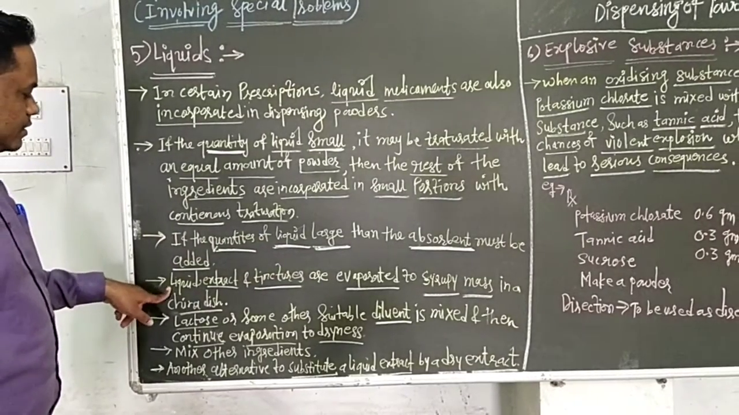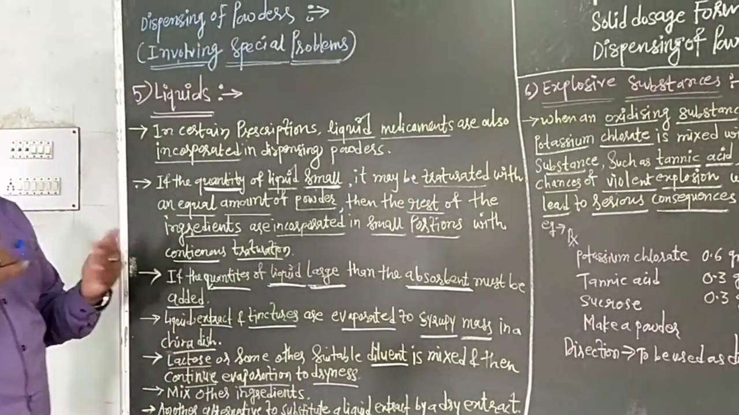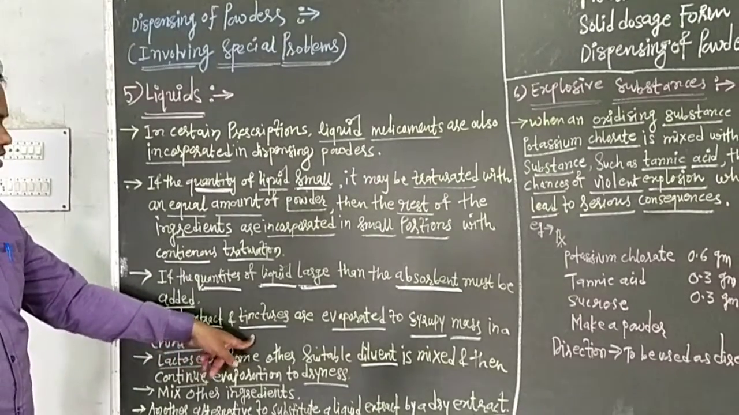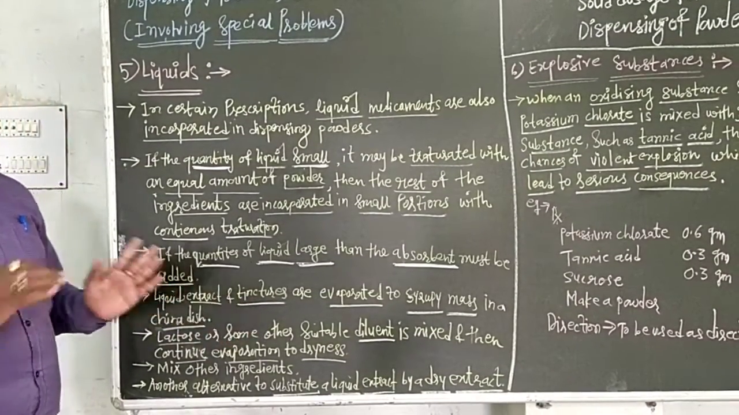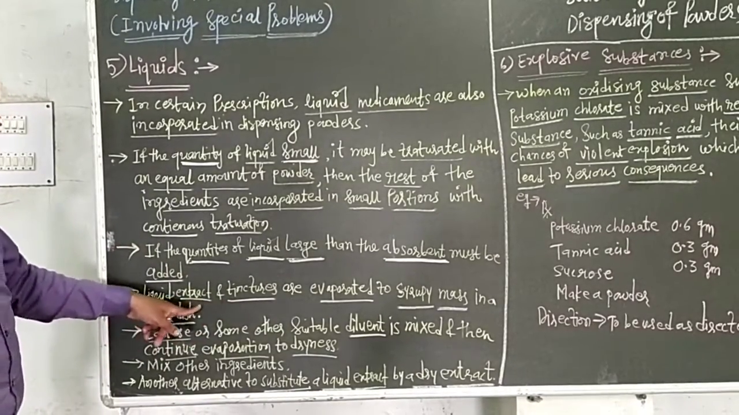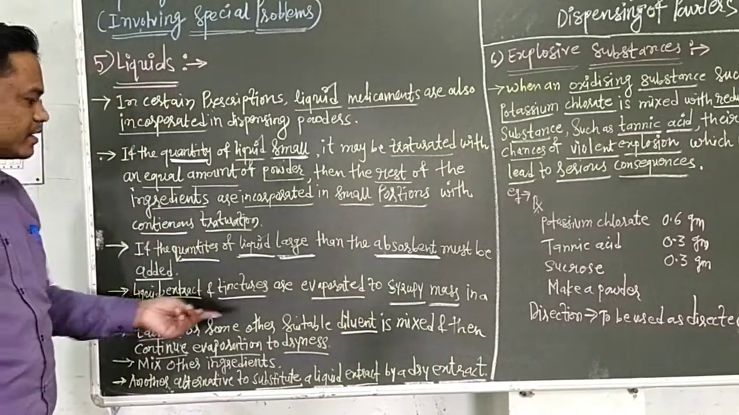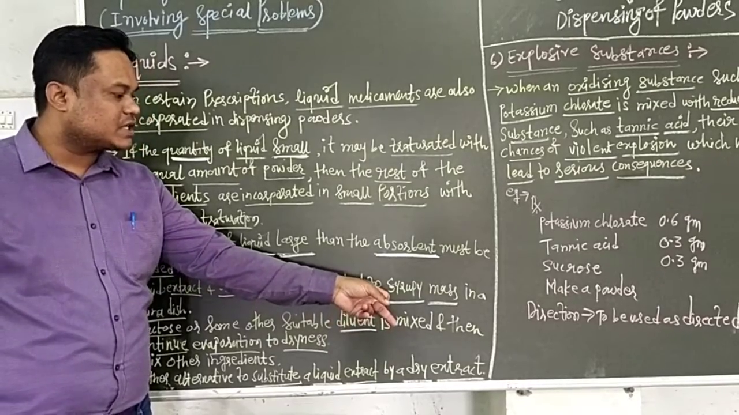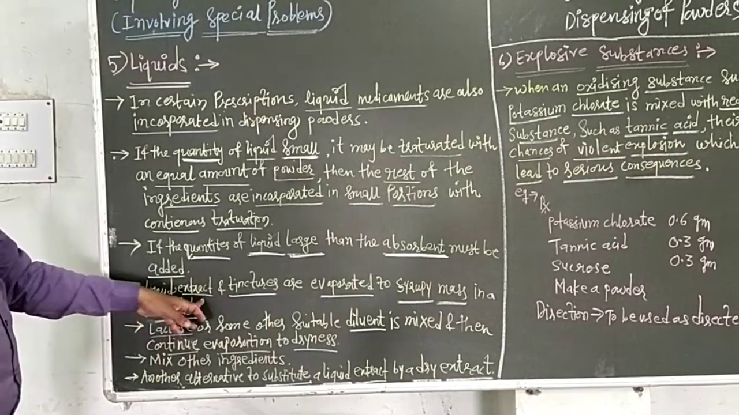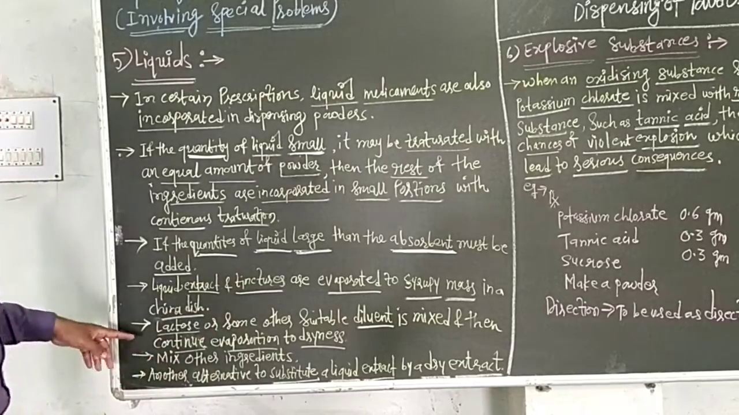Next are the liquid extracts and tinctures. Extract means the substances extracted from the raw materials with the help of water and alcohol, and tinctures means the medicine prepared along with alcohol. The liquid extract and tinctures are evaporated to a syrupy, viscous mass in a china dish. Evaporation is done because they contain liquid.